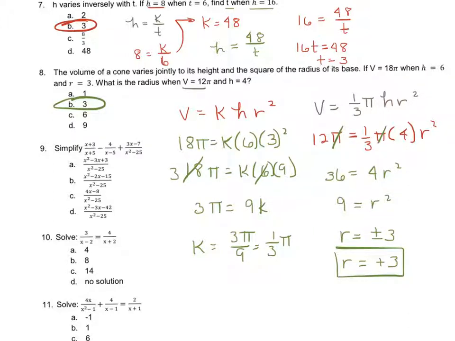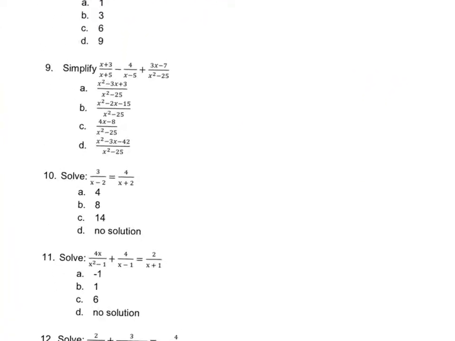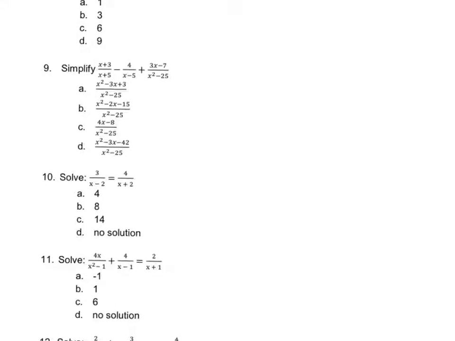Alright, let's jump on down to number 9. Problem 9, we have to simplify this expression. Notice it's not solved, there's no equal sign in it. So we've got x plus 3 over x plus 5 minus 4 over x minus 5 plus 3x minus 7 over x minus 5 times x plus 5.